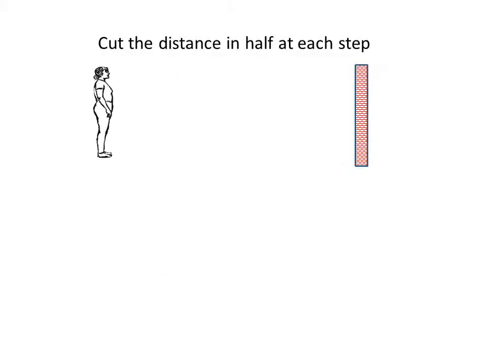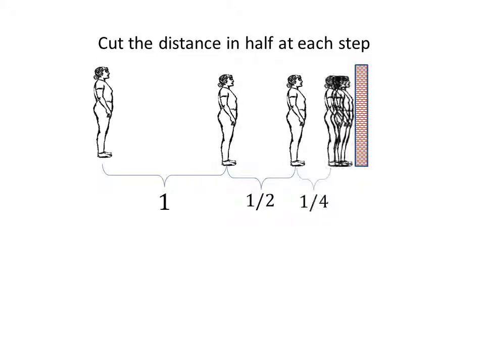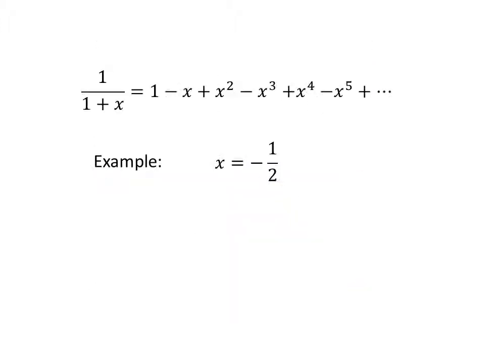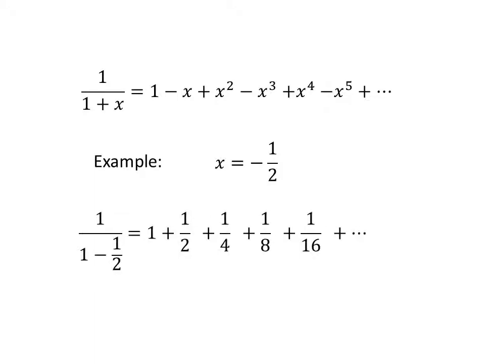Consider you're standing next to a wall, and at every step you cut the distance in half. The calculation shows that this series here is equal to 2, and that's known as a power series. Here's another power series expression, and if we take x equal to minus 1/2 and substitute, we recover the previous result.